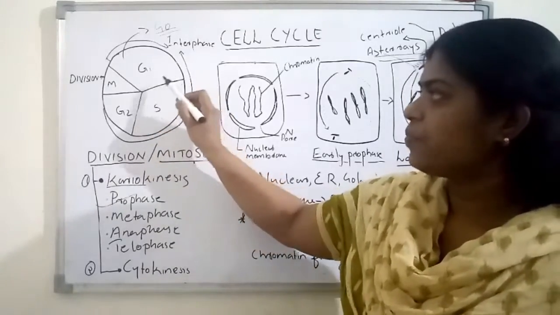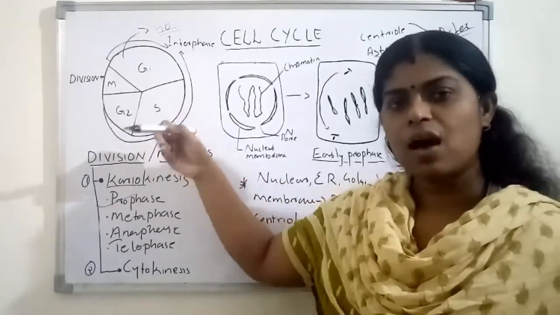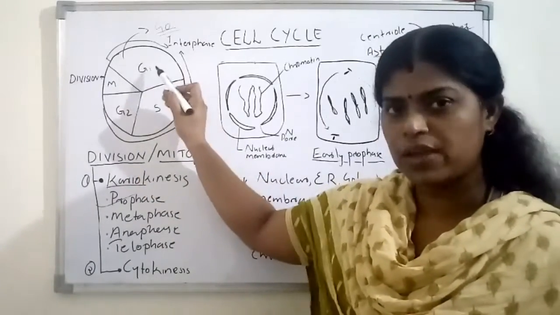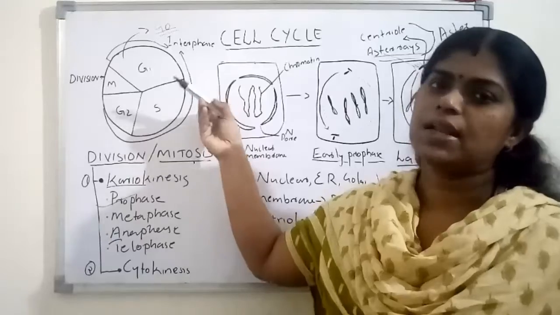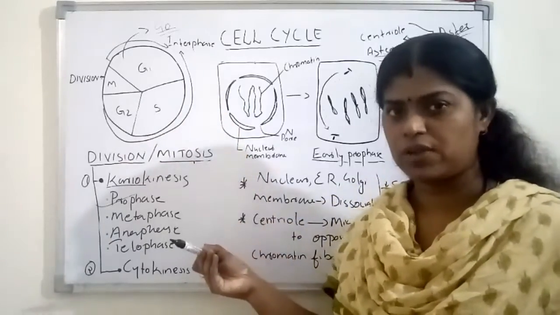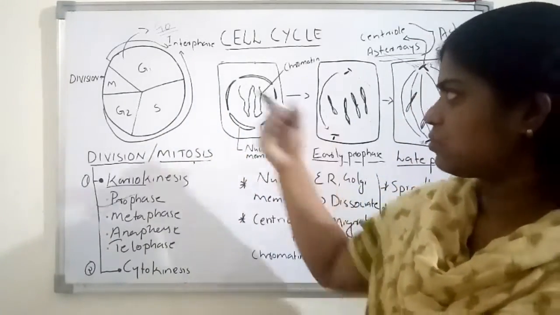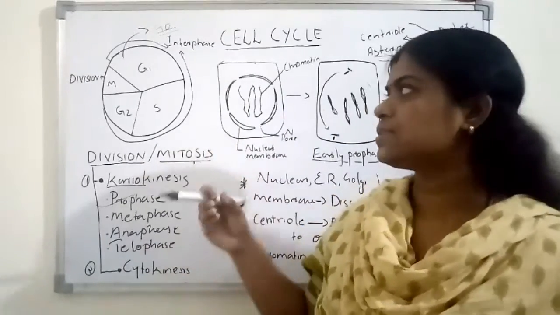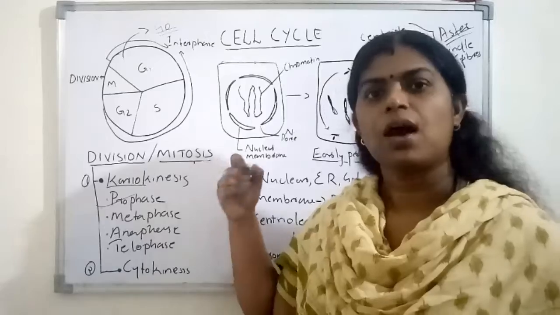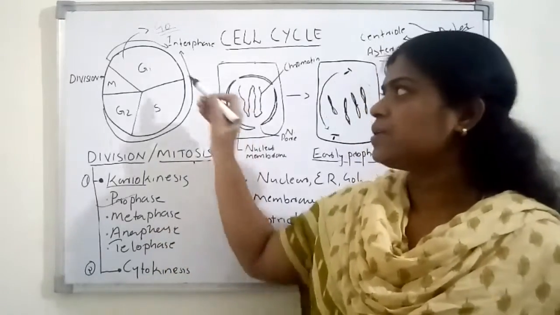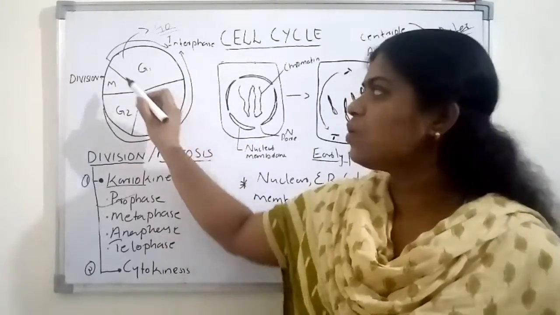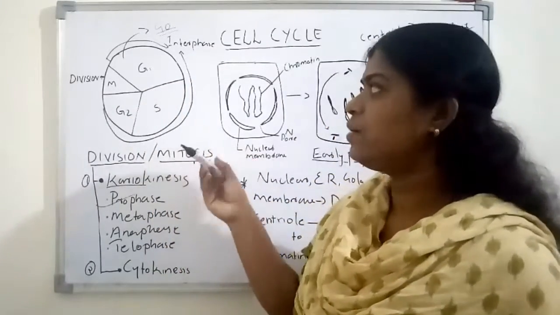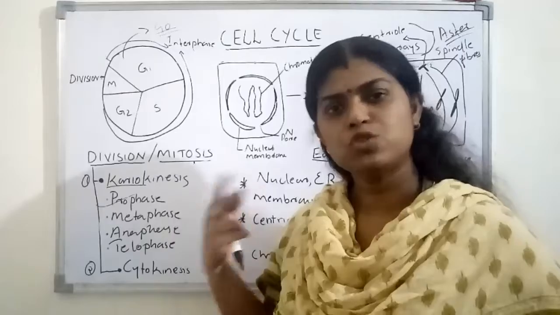In G1, what is really happening? The cell after the division, a newly formed cell, is just entering into the G1 phase, and the growth of the cell is taking place here. The enlargement of the cell, the formation of the cytoplasm, and protein production, RNA production, and ATP are also produced here in G1. So all these things are happening in G1 phase, and after G1 the cell has two options.